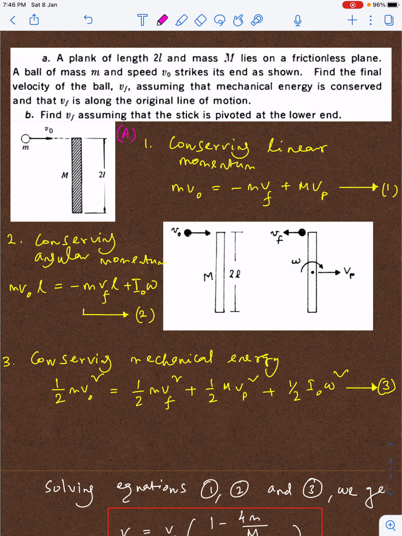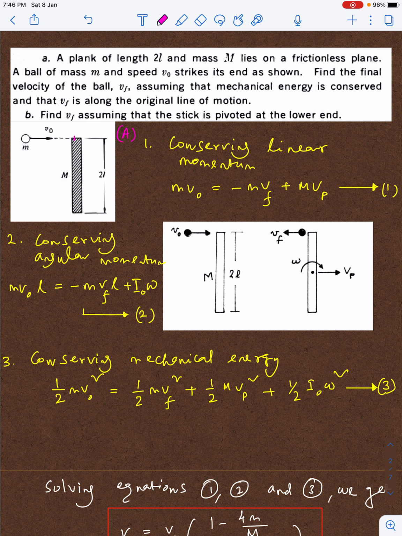So here you can see that there is a plank of length 12 of mass capital M lies on a frictionless plane, and a ball of mass m speed v naught strikes its end. Right here the ball is striking at the end. So what the outcome? They're saying find the final velocity of the ball Vf assuming that mechanical energy is conserved, and the velocity of the ball after collision is along the line of original motion, right? That is part A, and part B they are saying that find Vf assuming that the stick is pivoted at lower end, right? So let's forget, first let us consider that the stick is free.